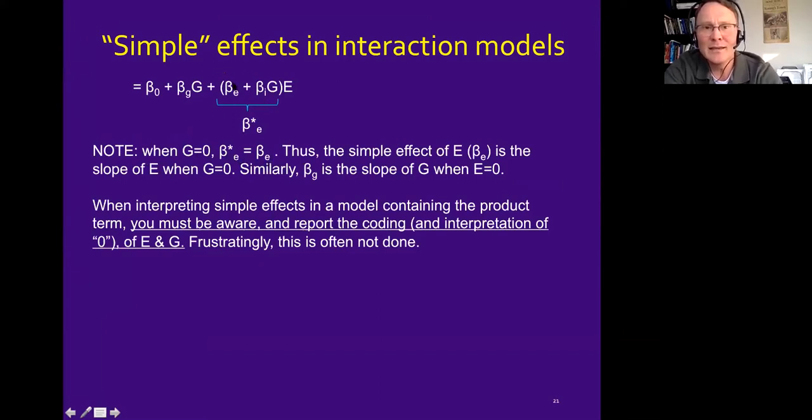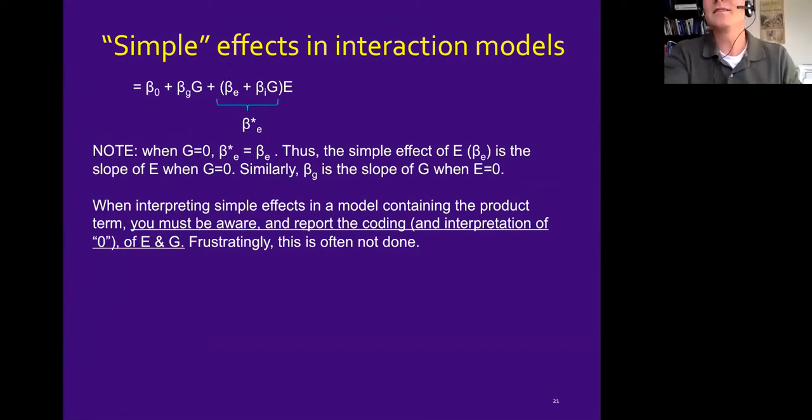So really, beta E, the simple effect in regression, is analogous to an intercept term. It's the effect of E when G is 0. And that's important because a lot of times people will report simple effects in interaction models when the level of 0 either isn't explained in the paper, in which case you have no understanding of what that is actually saying, or even worse, when 0 is completely outside the range of the data, in which case it's nonsensical to be interpreting it, the same way it's nonsensical to be interpreting an intercept that's outside of the range. So when interpreting the simple effects in a model, beta G or beta E, that contains a product term, you have to report the coding and you have to be aware of what that actually means.